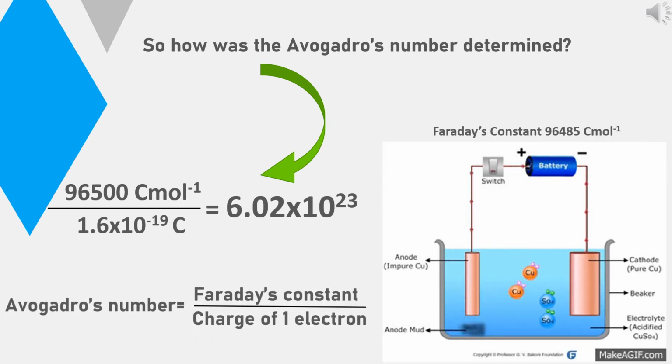So how was Avogadro's number determined? Avogadro's number is equal to Faraday's constant, which is 96500 coulomb per mole, divided by the charge of 1 electron, which is 1.6 × 10^-19 coulomb. This gives the value 6.02 × 10^23.